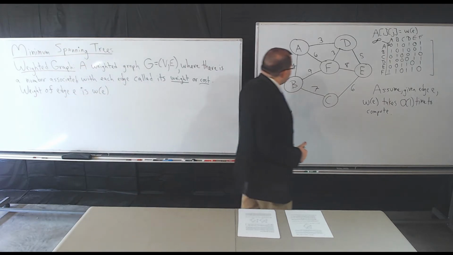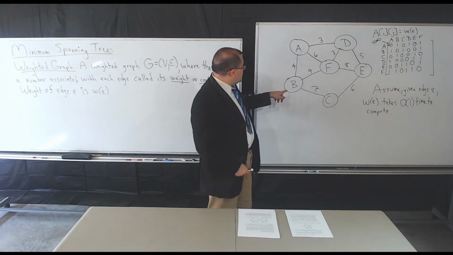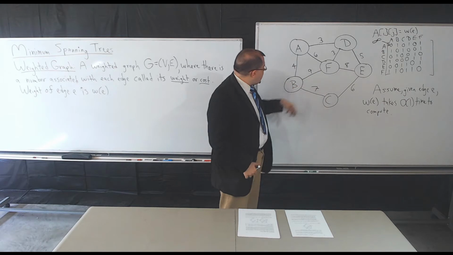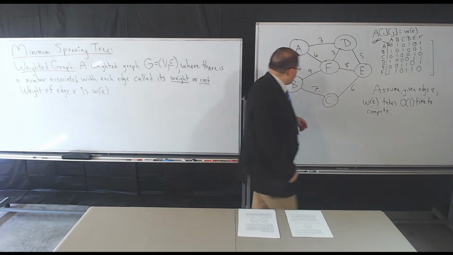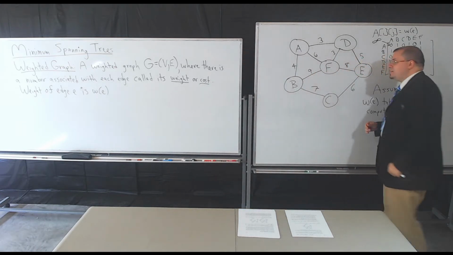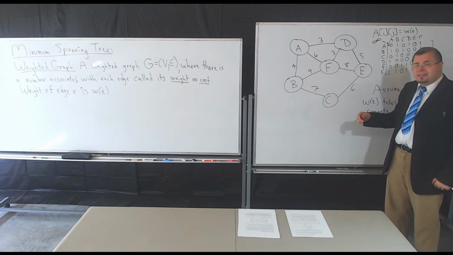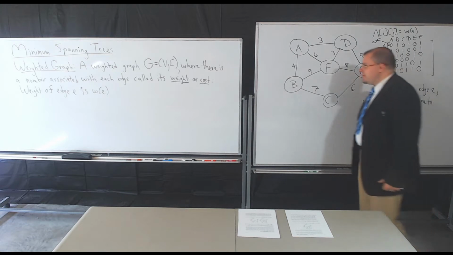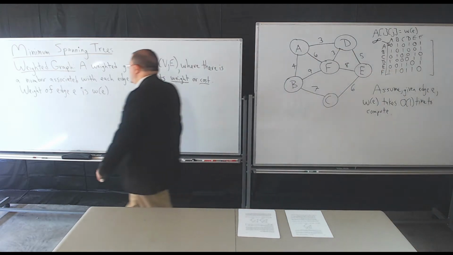Okay? So this is what a weighted graph is. So you could say that the weight of the edge B and F, this edge here, has weight 9 or cost 9. Sometimes you like to call them costs, sometimes they call them weights, sometimes they call them lengths. And likewise, from C to E, that is 6. Okay? So that's a weighted graph.